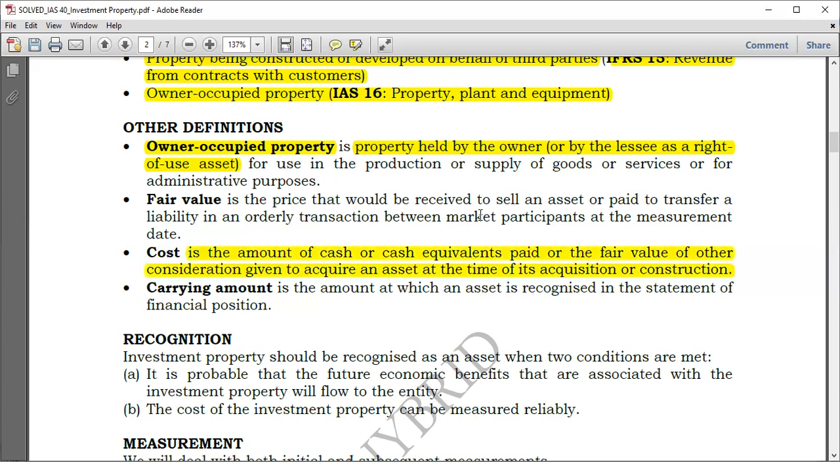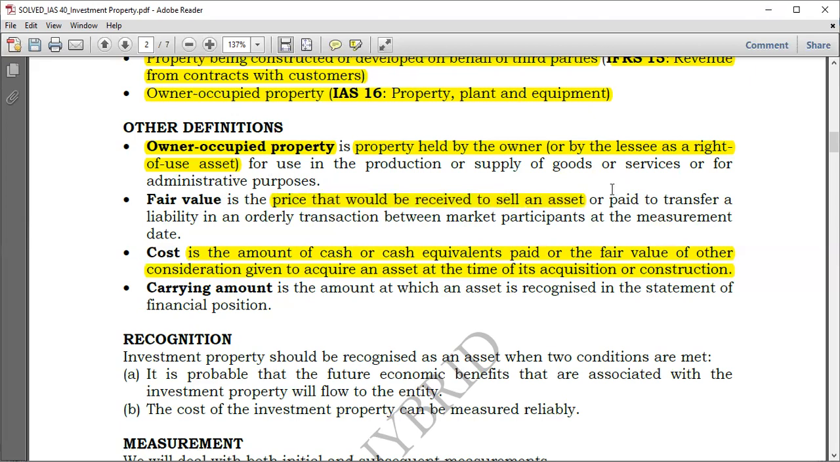While fair value is when you have something in your possession and you need to recover some amount from it. So you try to sell it if it's an asset. That's why we define it as the price that would be received to sell an asset, right? Or paid to transfer a liability.